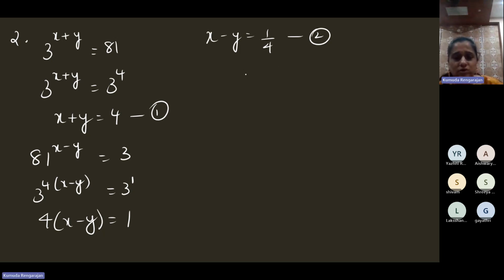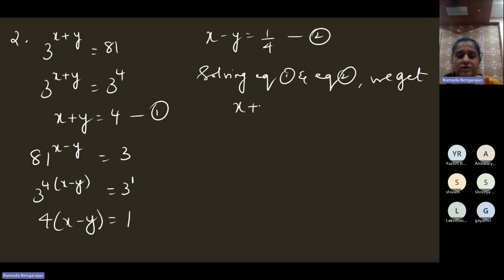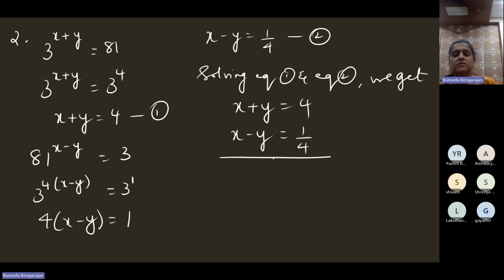Now write the two equations one below the other, and solve equation 1 and equation 2. So x plus y is equal to 4, x minus y is equal to 1 by 4. Now, when you have two equations, you can add the two equations, subtract, multiply, or divide one by the other. You can perform any one of the four mathematical operations with the two equations.